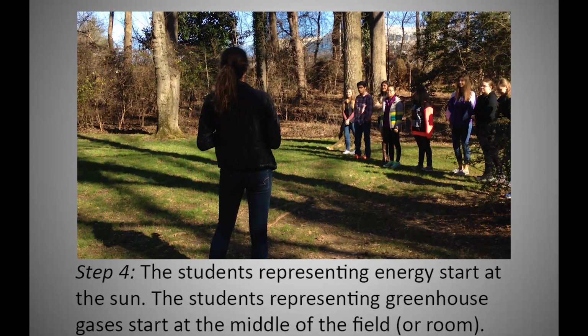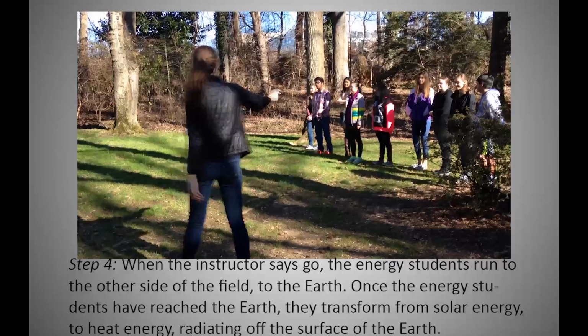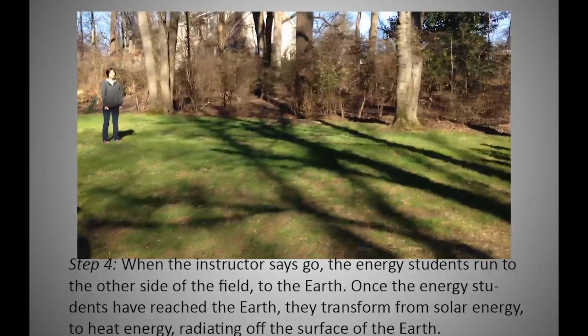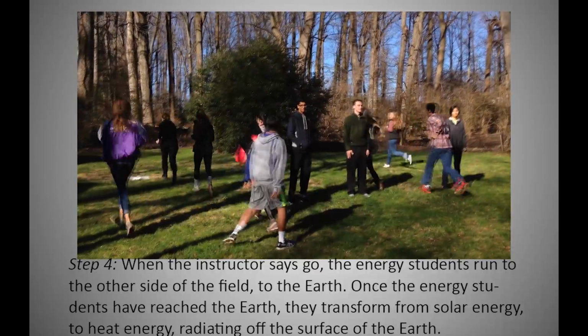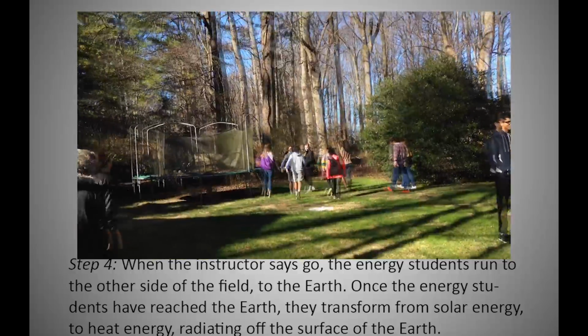Step 4. The students representing energy start at the sun. The students representing greenhouse gases start in the middle of the field. When the instructor says go, the energy students run to the other side of the field to the Earth. Once the energy students have reached the Earth, they transform from solar energy to heat energy, radiating off the surface of the Earth.